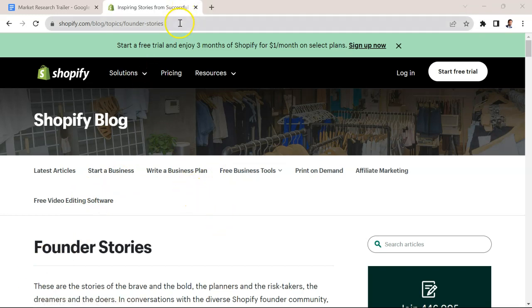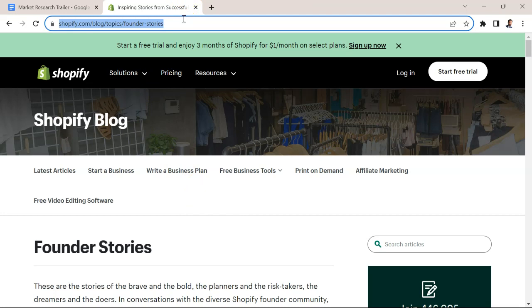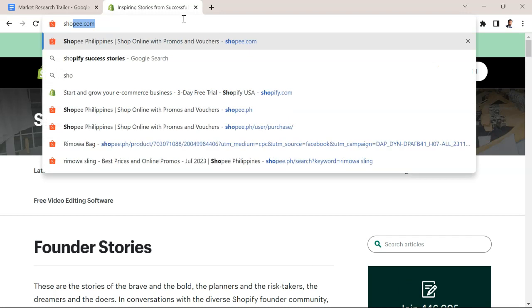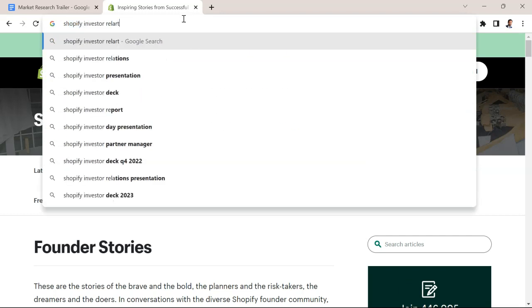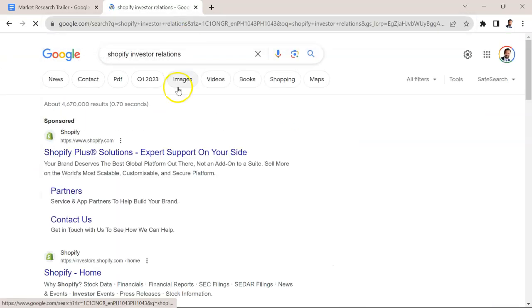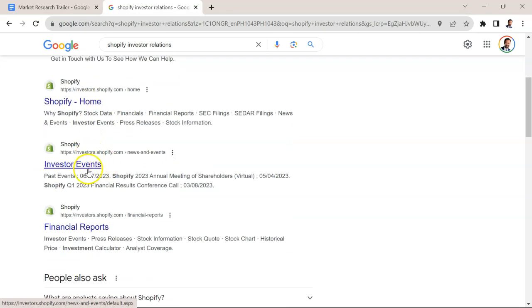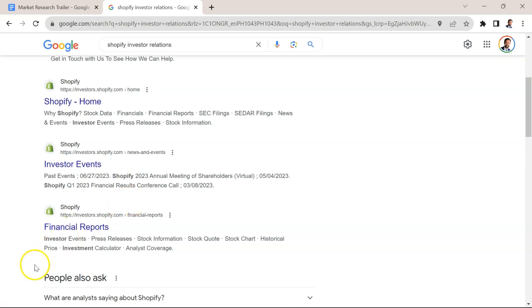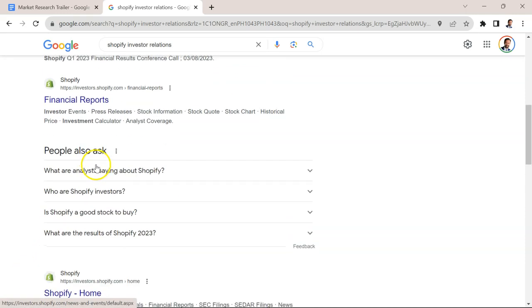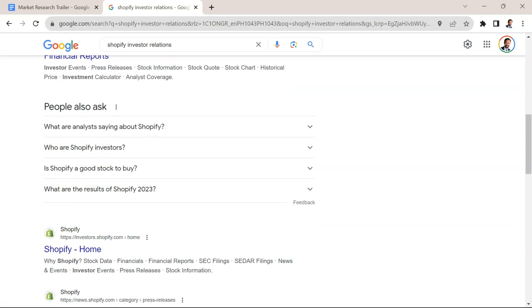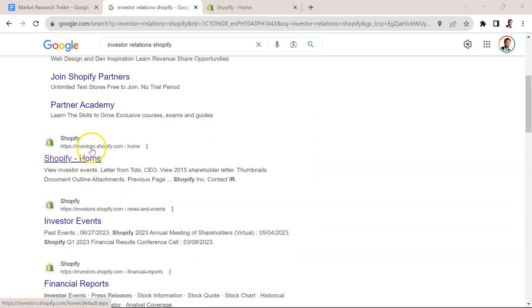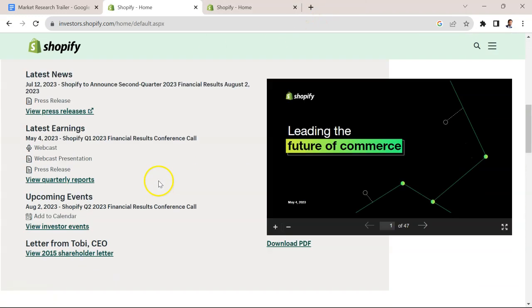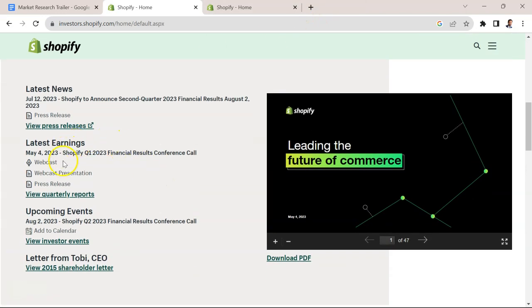And the third market research hack is to go to the investor relations pages to see presentations. So we're going to do that. We're going to type in Shopify investor relations. Okay, we have different lists here. We don't need investor events. What we're looking for is the presentations. So let's click this link here, investors.shopify.com. And we're going to get access to some different information.